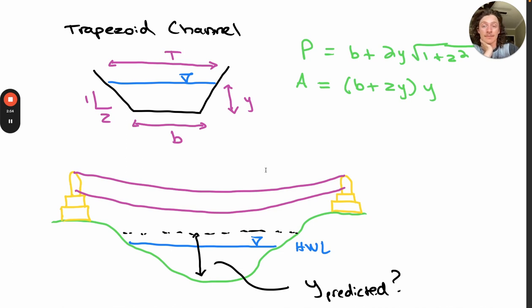After finding our normal depth, you can project this onto your river cross-section along with a factor of safety to predict or verify a high water line.